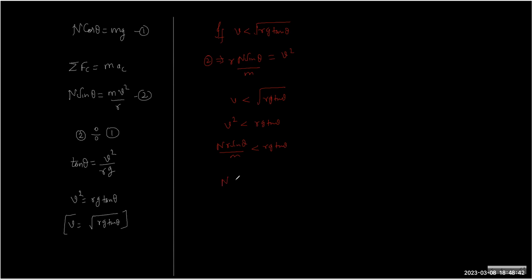You know what you say? You say that N is less than mg by cos theta. Do you realize this? And you know what you say? You say that N cos theta is actually less than mg. And now comes the actual part. The one is not valid now, right? It means N cannot balance the gravity. What will happen? If N cos theta is less than mg, what does it mean?